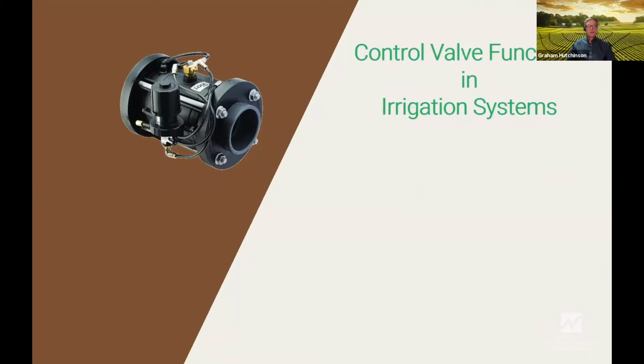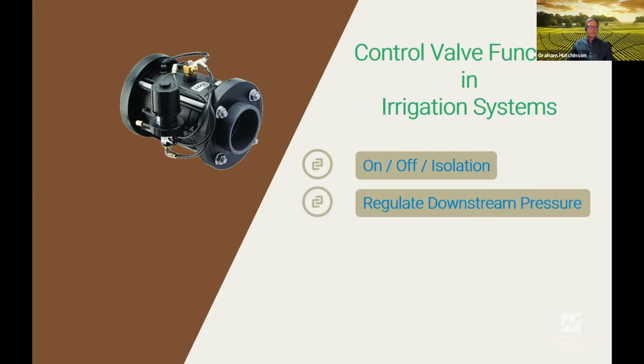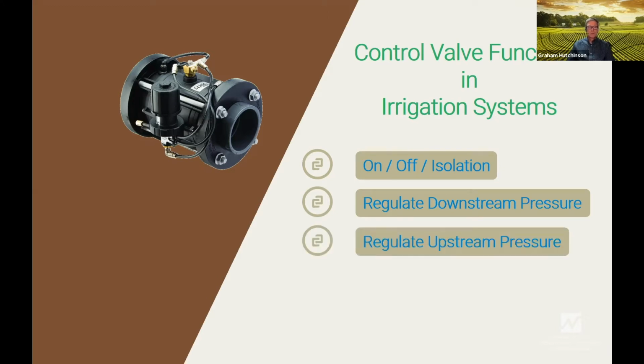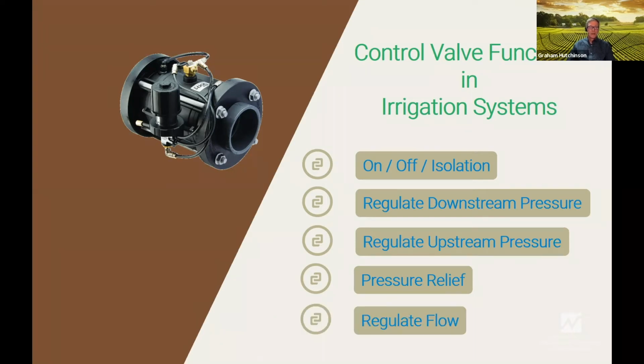Valves perform multiple functions in irrigation systems, naturally on-off or isolation. Often we want valves to control downstream pressure in irrigation systems. Sometimes we want them to control upstream pressure and sustain pressure upstream. We also want them to relieve pressure if pressure gets too high. And in some cases, we want to regulate flow, not pressure.